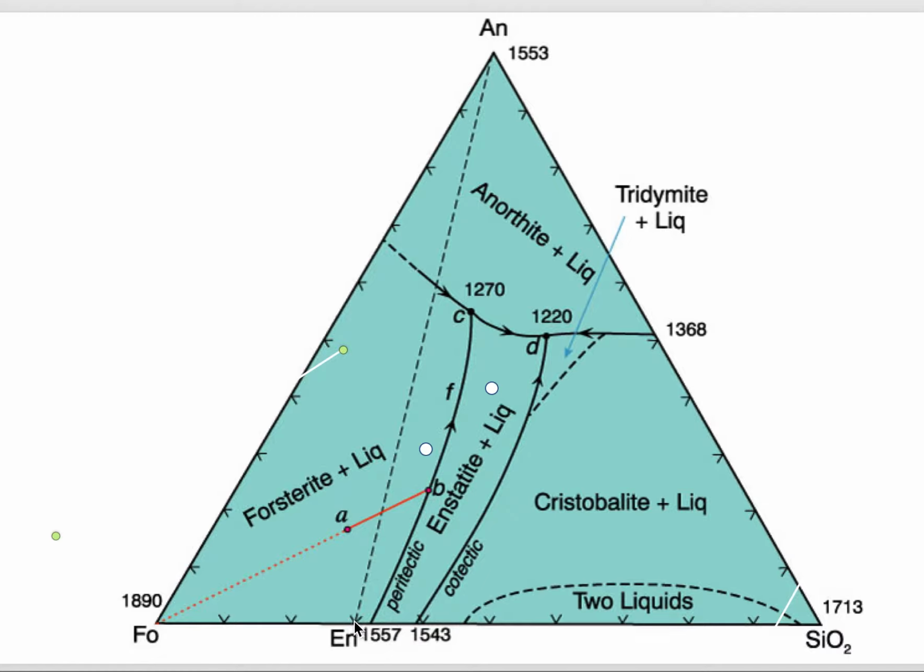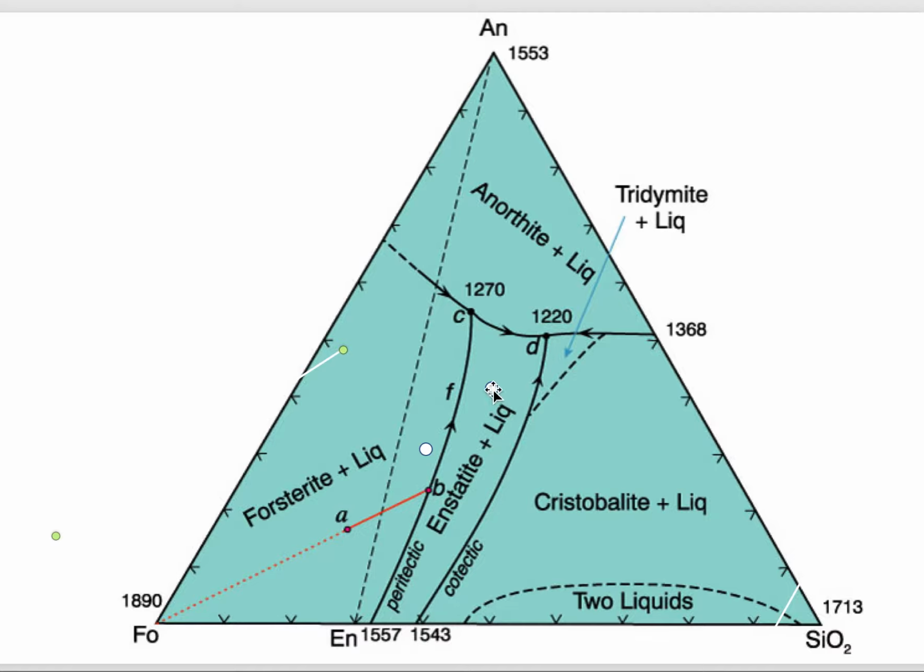We would draw a line emanating from enstatite, not this 1557 point there. That's where the peritectic intersects this forsterite plus SiO2 line. So we're going to have a line that emanates directly from enstatite that'll go through that white point and hit this anorthite plus enstatite cotectic here. And as it begins crystallizing anorthite, the liquid will migrate down to this ternary eutectic here at 1220 degrees, where it will crystallize out tridymite and anorthite and enstatite together until the rock is completely crystalline.